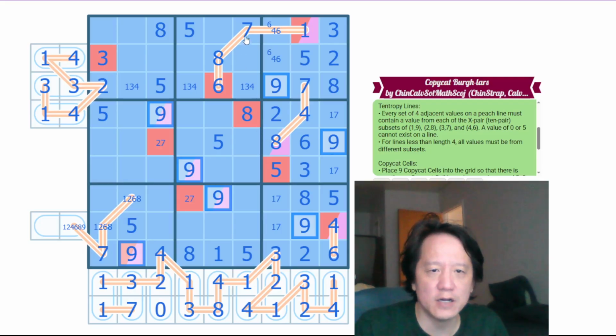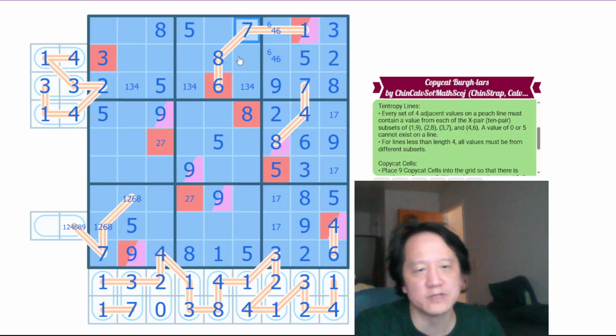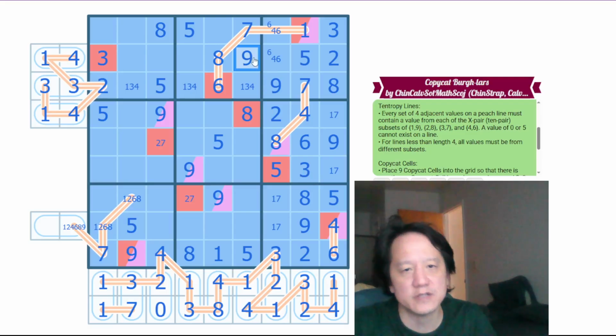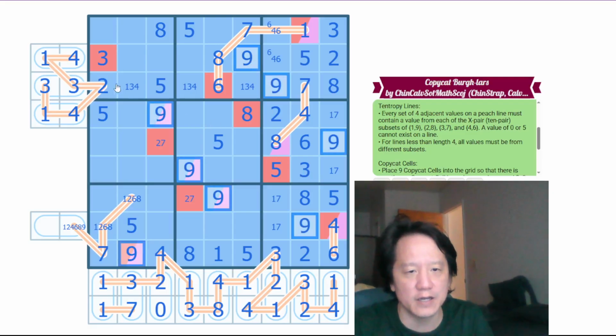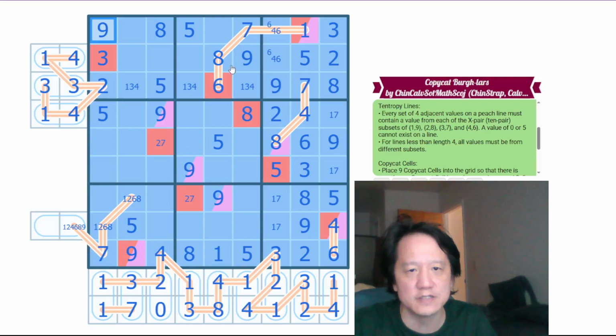Where's the 9 in column 6? Can't be here because of 9s in the boxes. Can't be here because of 9 in the row. Can't be here because of the entropy line. So this is 9 there. That gives us 8 9s. We know where the last 9 is. It's there. 2 eliminates 2 here.